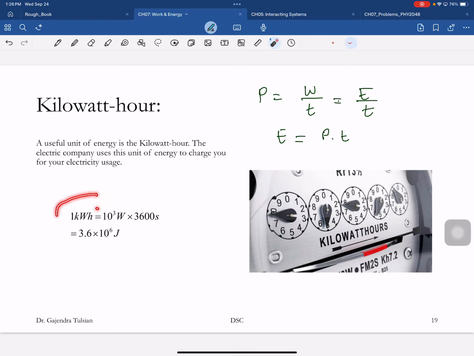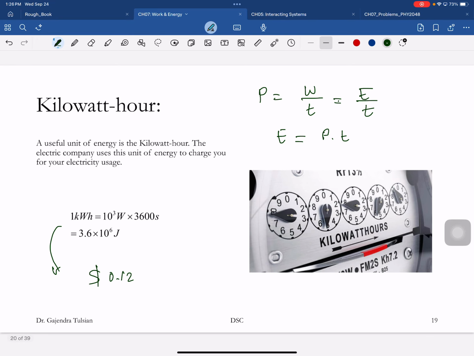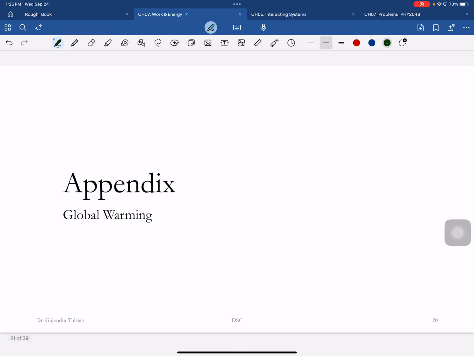Okay, this is the unit of energy by which your electric company charges you. So you can go look at your electric bill, and this costs you about 12 cents. It costs them about 4 to 5 cents to produce. Okay. All right, there's another topic I want to talk about.